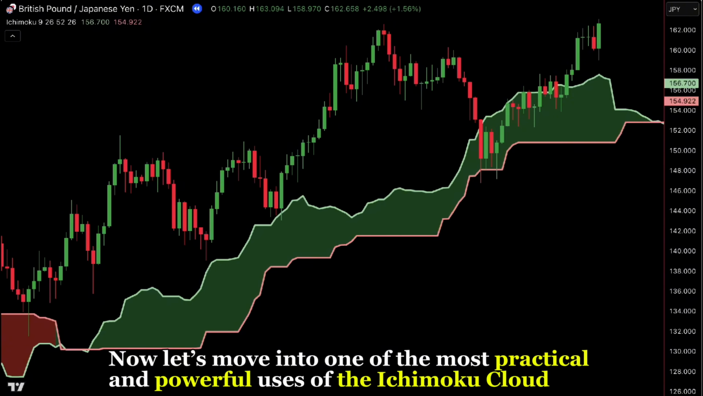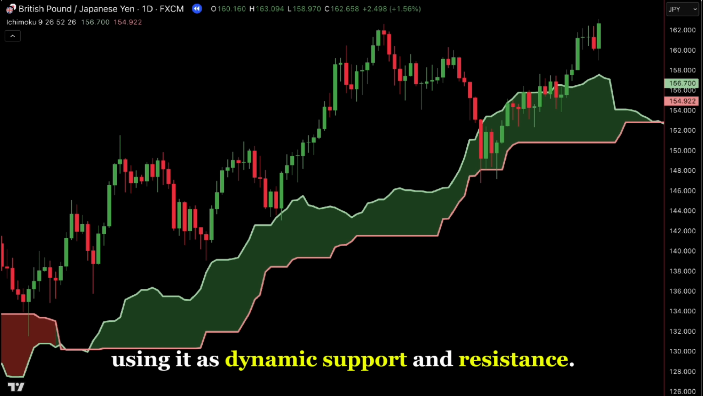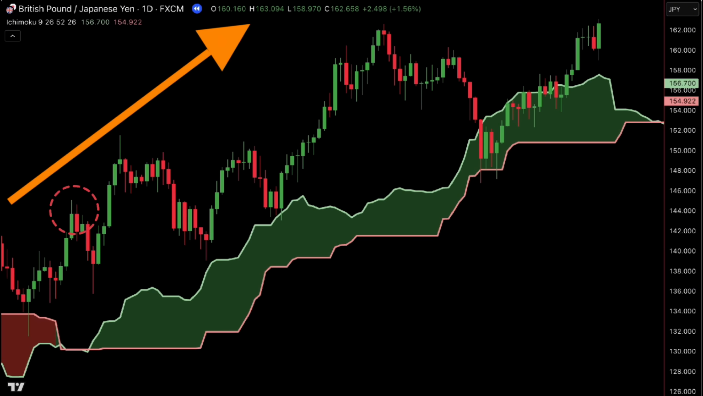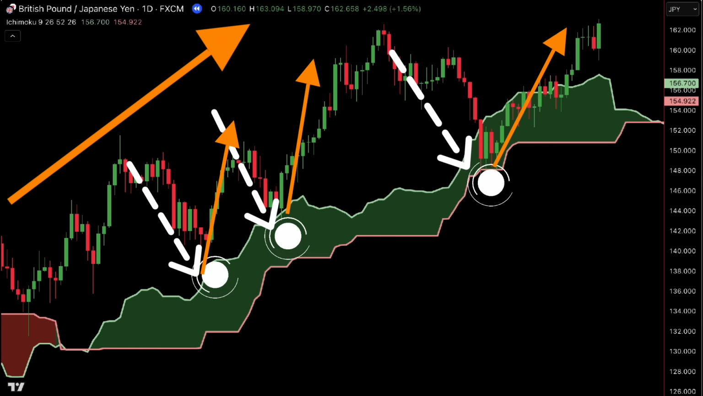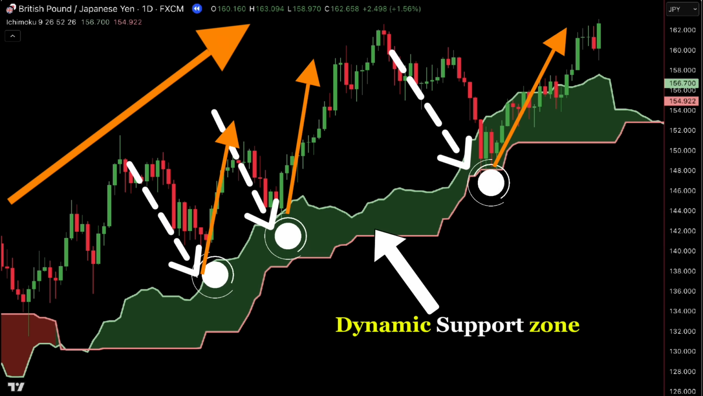Now let's move into one of the most practical and powerful uses of the Ichimoku Cloud, using it as dynamic support and resistance. When price is above the cloud, that indicates a bullish bias. If price pulls back toward the cloud, observe how it often respects the outer edges of the cloud. These boundaries act as dynamic support zones. Price may bounce right off the top of the cloud, or sometimes even dip slightly inside the cloud before reversing. Either way, the cloud acts as a cushion, a zone where bulls can step in and drive prices higher. These pullbacks create high-probability long trade opportunities, especially when supported by bullish candles or confirmation patterns.